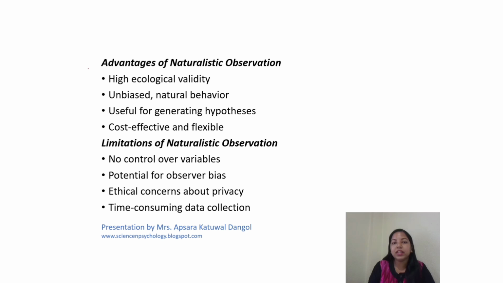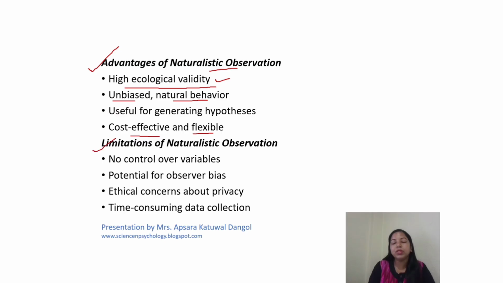So, what are the advantages of naturalistic observation? It can have high ecological validity, meaning as the observation is done in a natural setting, it might be applicable in daily life. It can be unbiased because natural behavior is seen. It's useful for generating hypotheses because it is enriched with qualitative research. It is cost effective and flexible.